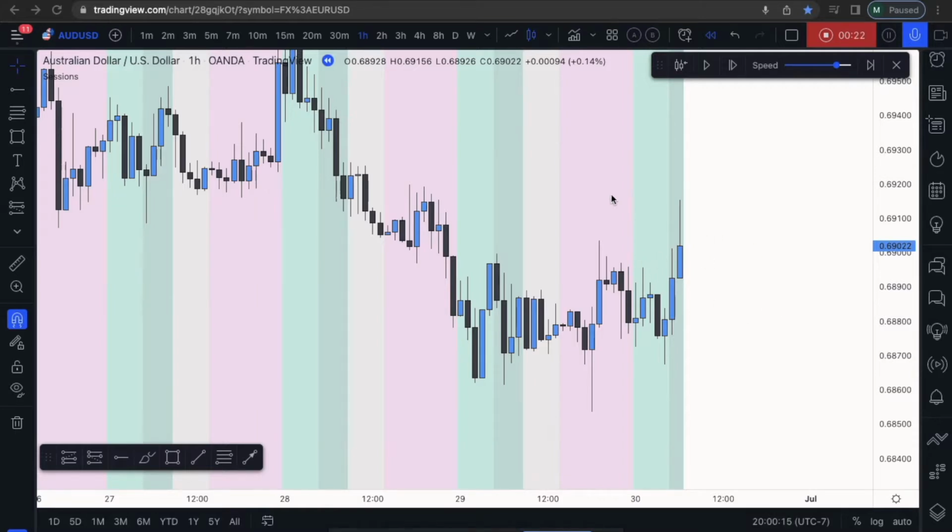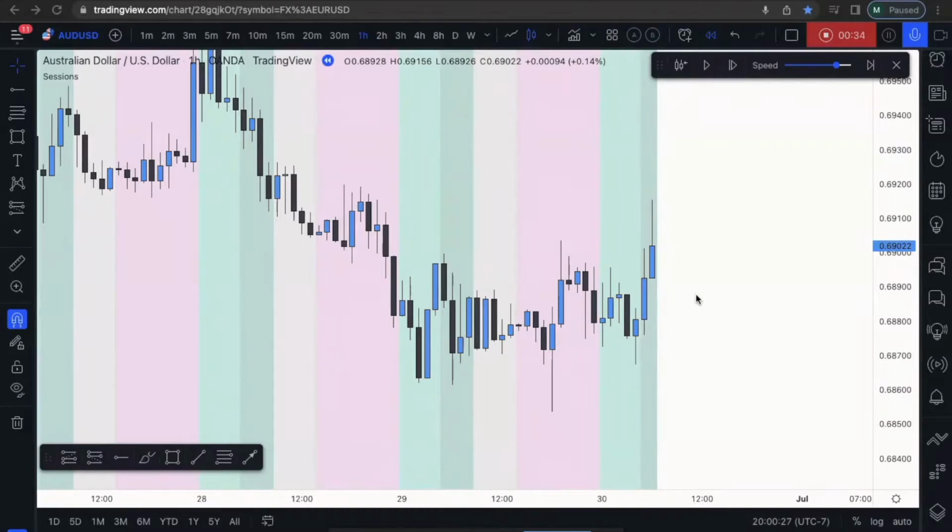So here, let me just explain that the pink area that you are seeing is the Asian session, the green area is the London session, and the darker green area is the New York session. So when I was looking into the market, the price was into New York session.